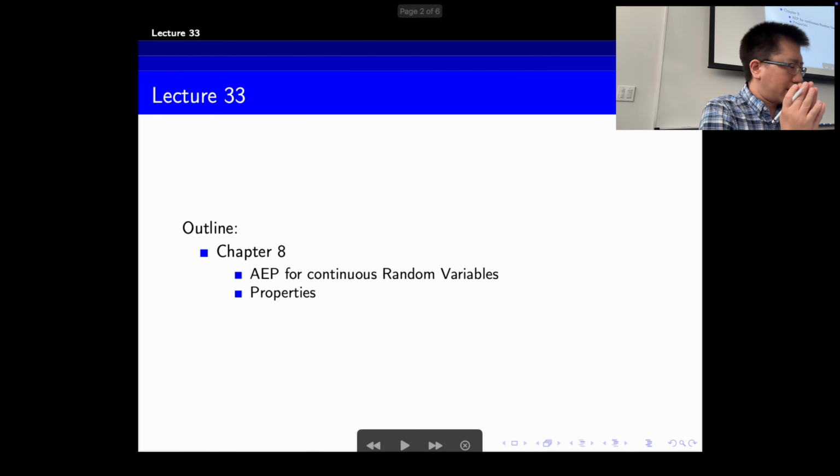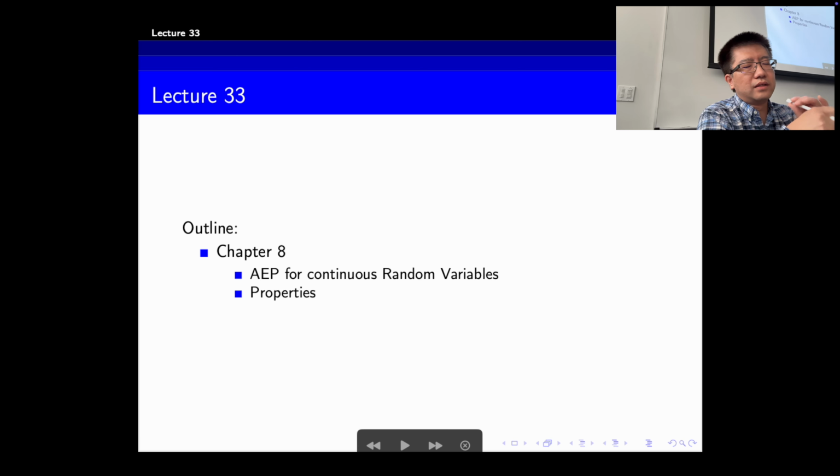Okay, let's see what we covered in our last lecture. In our last lecture, we finished talking about chapter 8, right? First we talked about AEP, and then we talked about the properties. I think I went a bit fast last time, so just read the book if you don't understand everything.